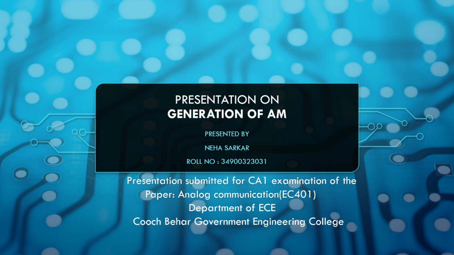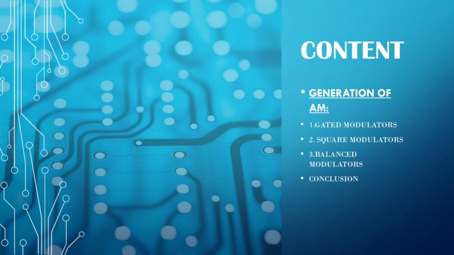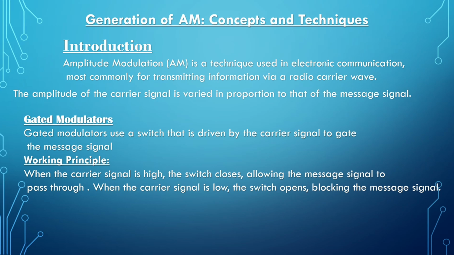Today I present a little bit of presentation on generation of AM. First off, we talk about content. Here the contents are generation of AM, gated modulators, square law modulators, balanced modulators, and conclusion. What is amplitude modulation? It is a technique used in electronic communication, most commonly for transmitting information via a radio carrier wave. And what is gated modulators?